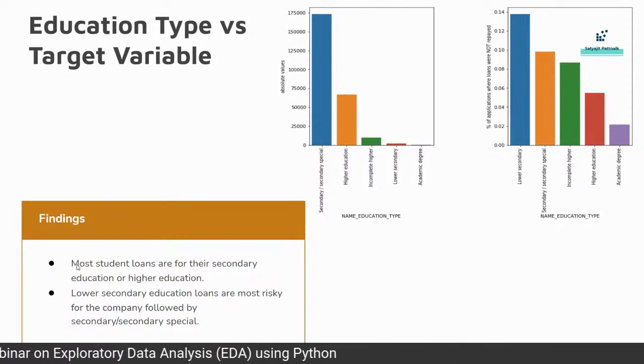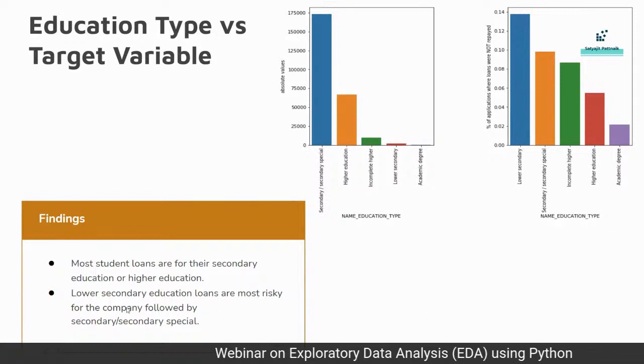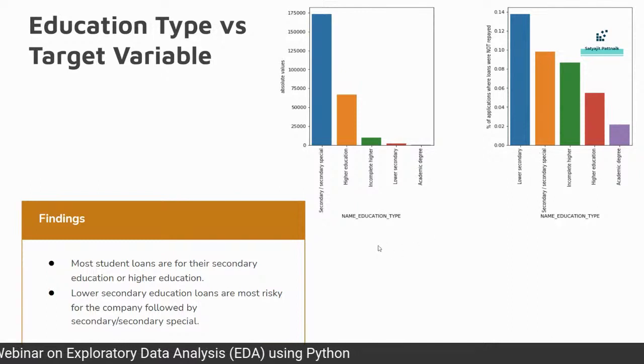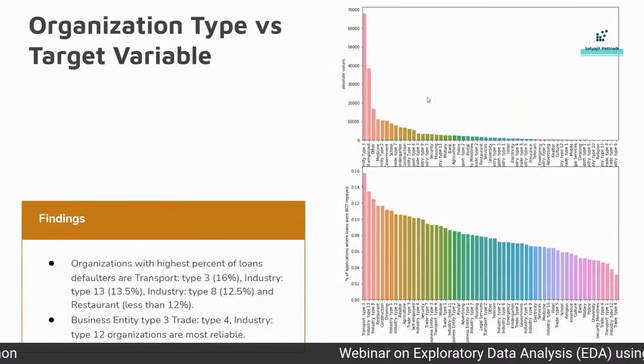Most student loans are for their secondary education or higher education. Lower secondary education loans are most risky for the company, followed by secondary or secondary special. I don't know the exact intuition how it is possible, but this is what the data is telling. Okay, I'm not drawing any conclusion out of it.